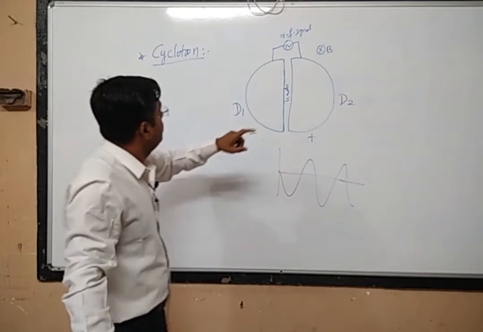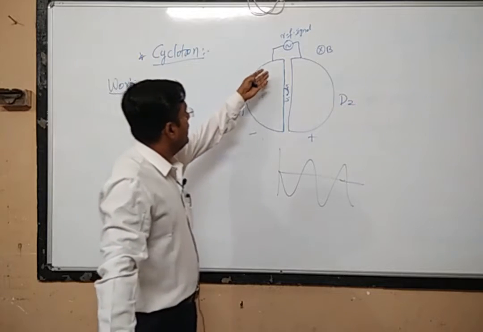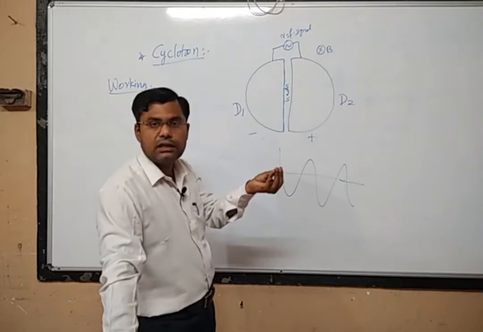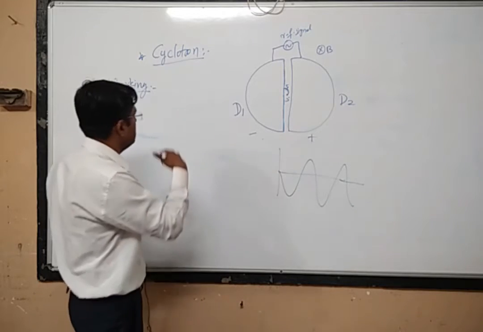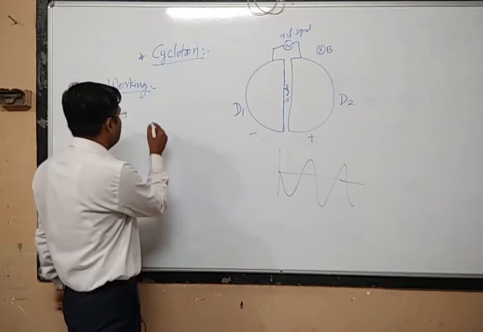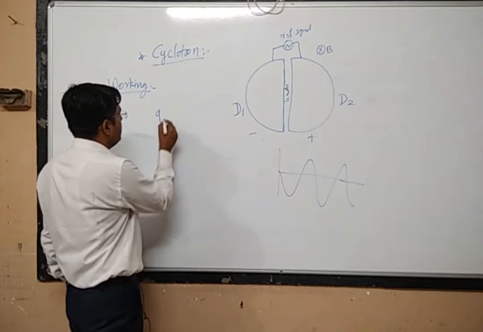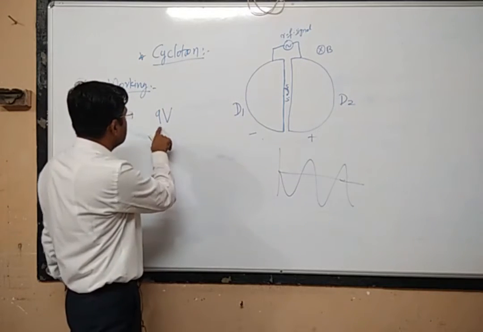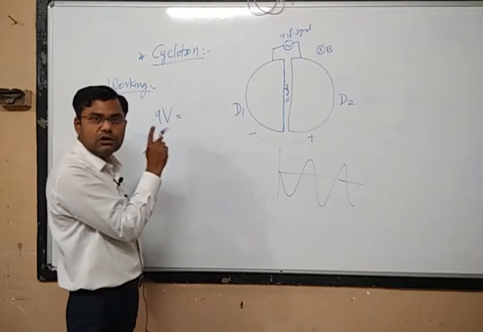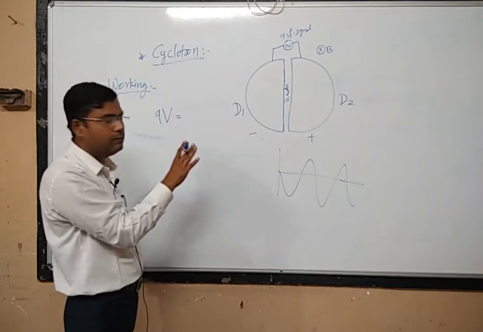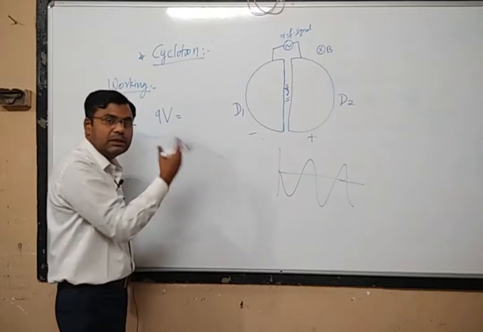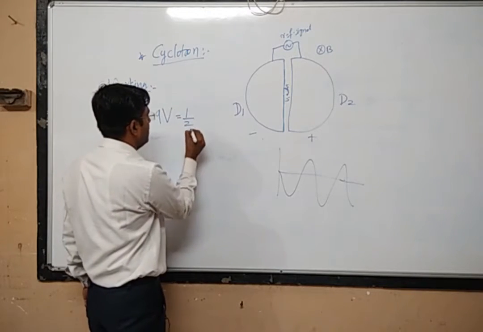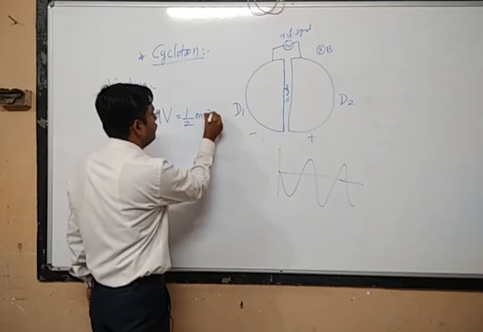Now you see we are applying the RF signal voltage, and because of that signal voltage only the charged particle is getting accelerated. So how much energy are we providing? If Q is the amount of charge and V is the voltage of the RF signal generator, then Q times V will be the amount of energy gained by the charged particle, and this energy will appear as the kinetic energy of the charged particle. So kinetic energy of the charged particle is half mv square.